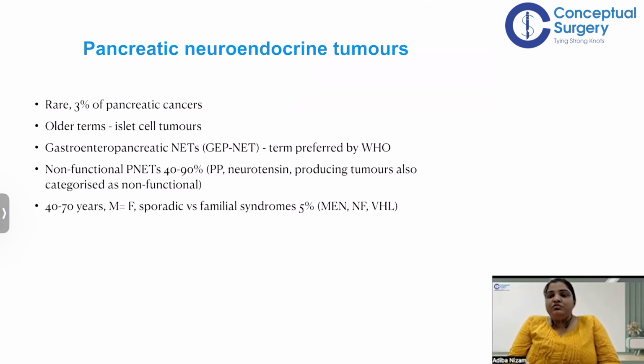In the functional tumors, the most common type is the insulinoma. We'll be coming to this later also. Most of the cases will be in the age group of 40 to 70. These are mostly occurring in the sporadic form. In familial form, the most common association is with MEN1 syndrome. Other associations can be with tuberous sclerosis, von Hippel-Lindau, and neurofibromatosis.